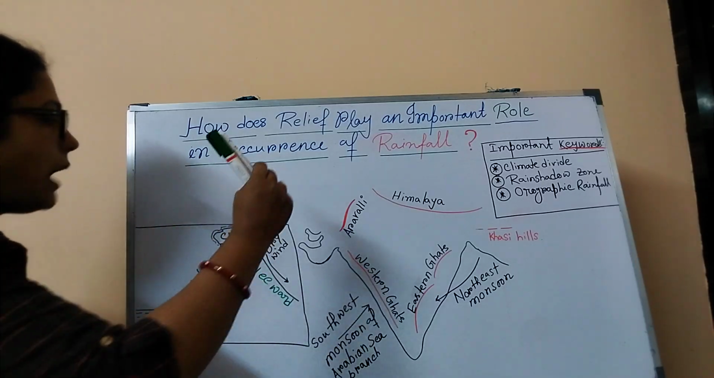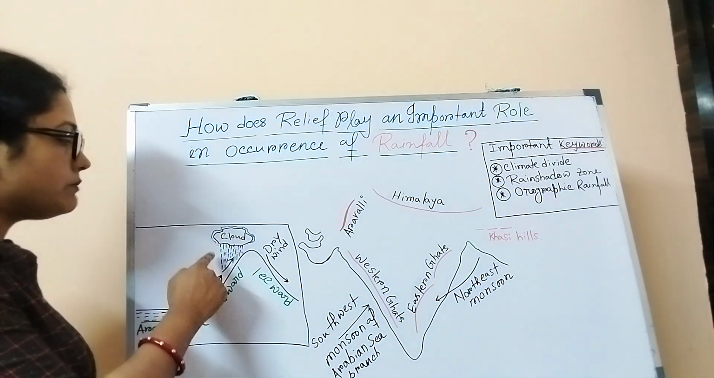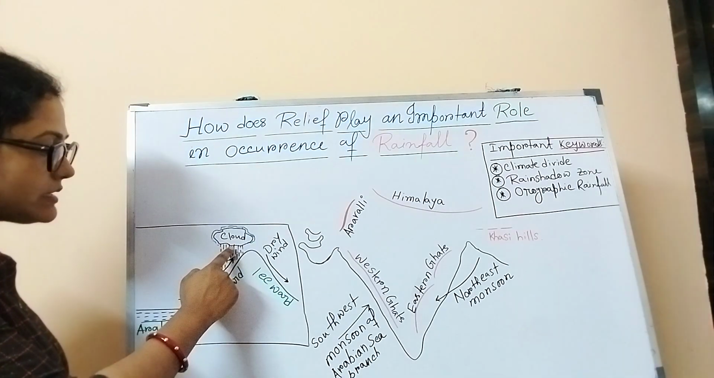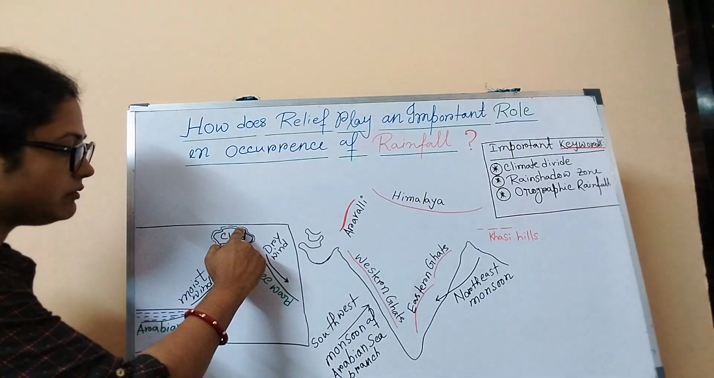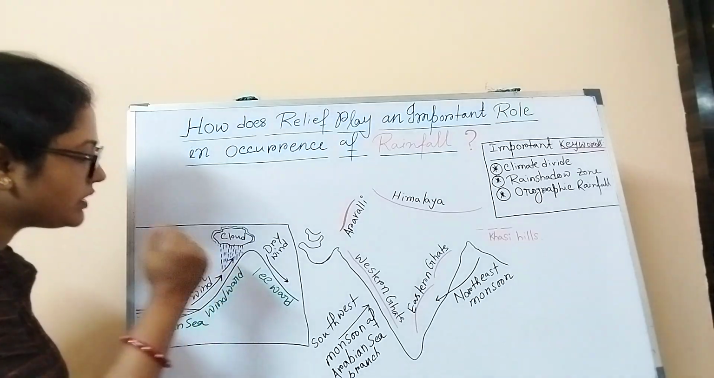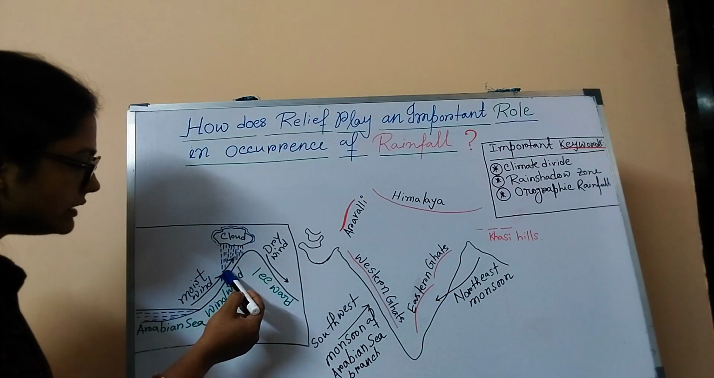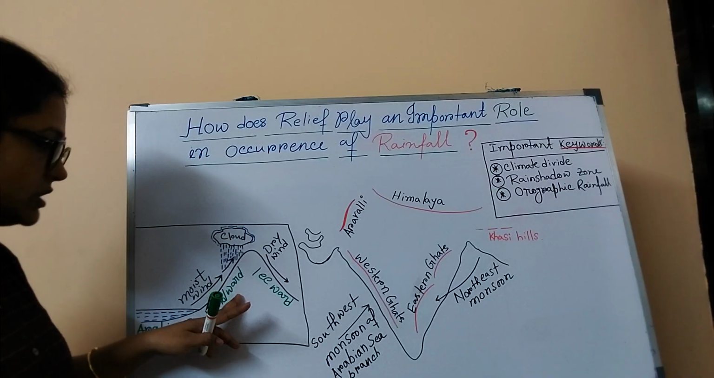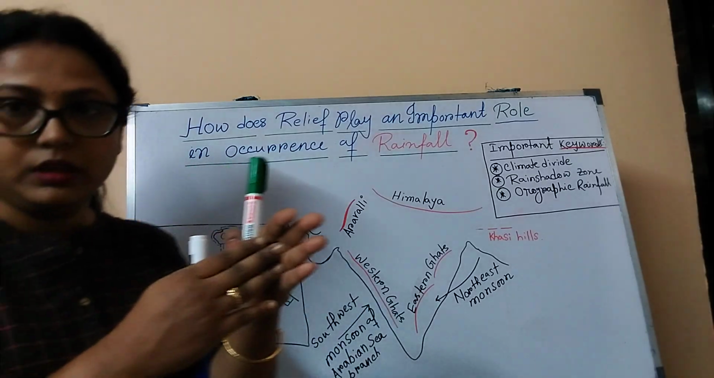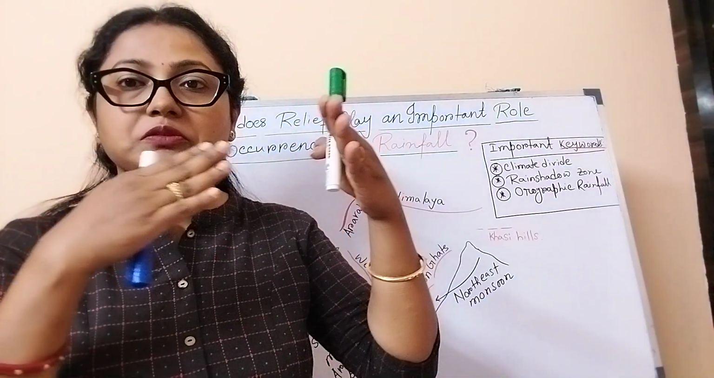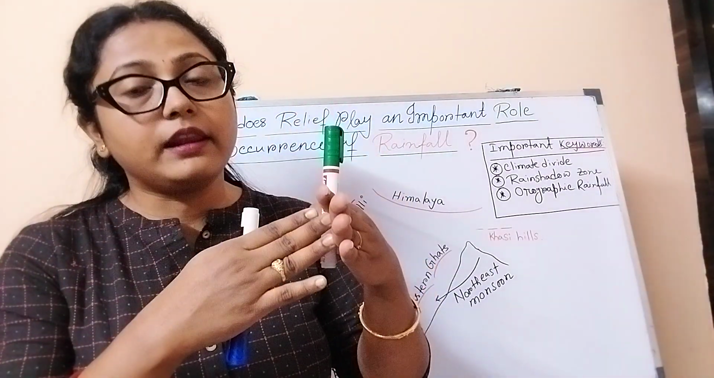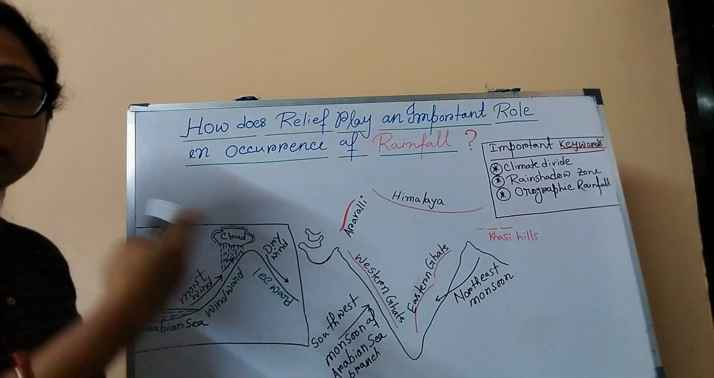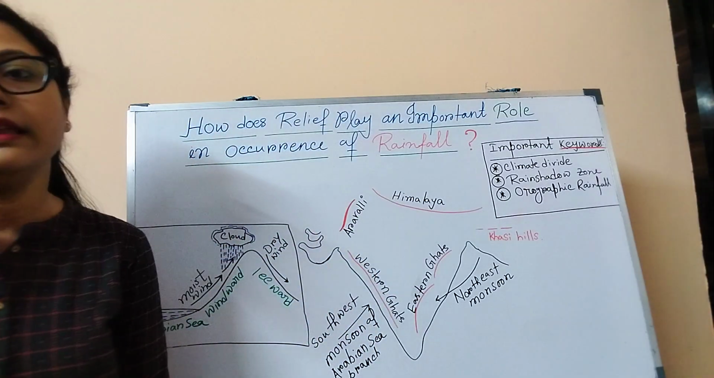As it is rising upward, what will happen? It cools down and condensation takes place. Then cloud formation will occur and most of the rainfall will occur on this side. What is the name of this side? The side of the relief feature which faces the wind is called the windward side, and the opposite side is called the leeward side.